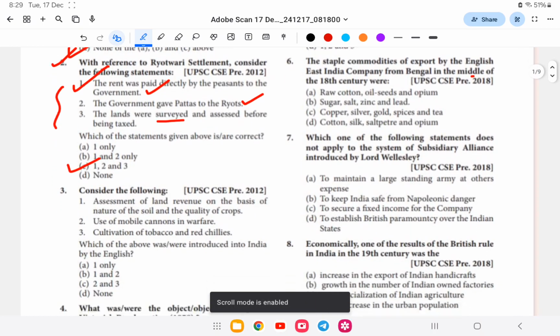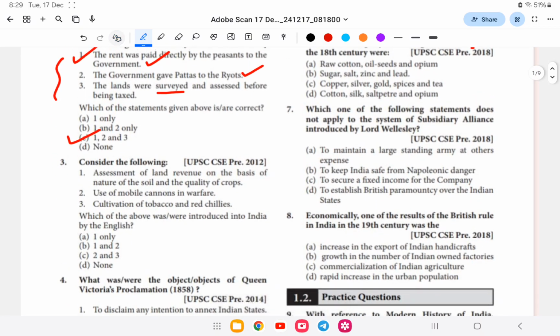Question number 3. Consider the following. Number 1, assessment of land revenue on the basis of nature of the soil and the quality of crops. Number 2, use of mobile cannons in warfare. Number 3, cultivation of tobacco and red chili. So which of these were introduced by the English?